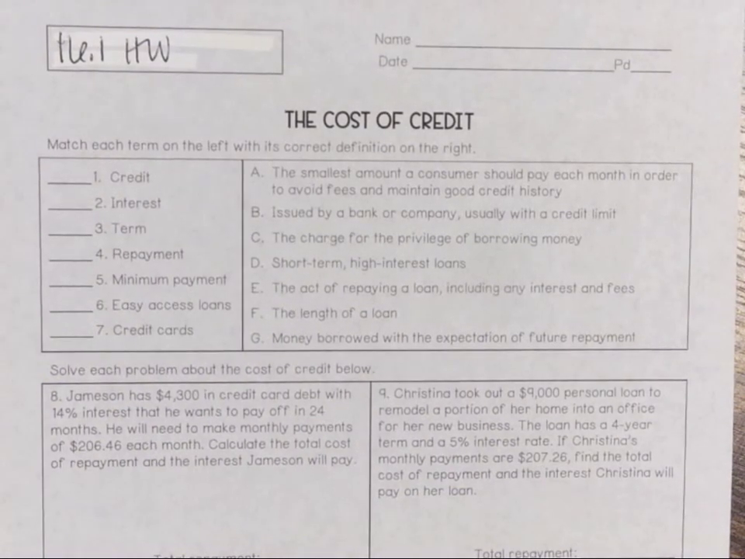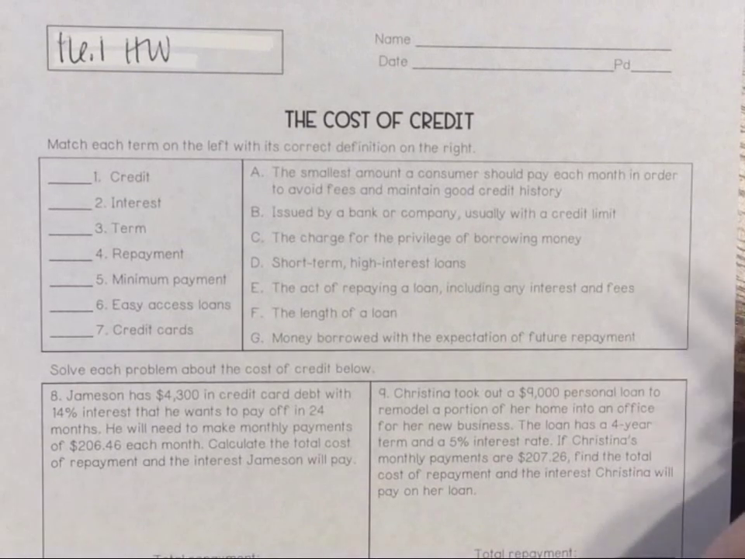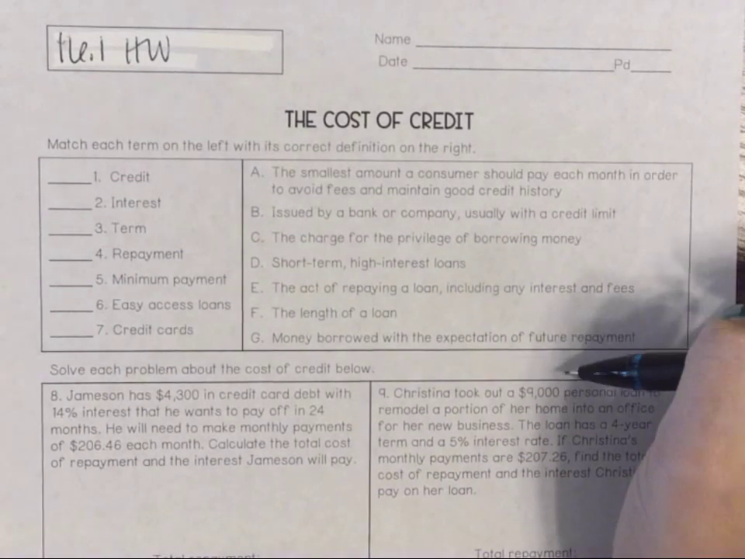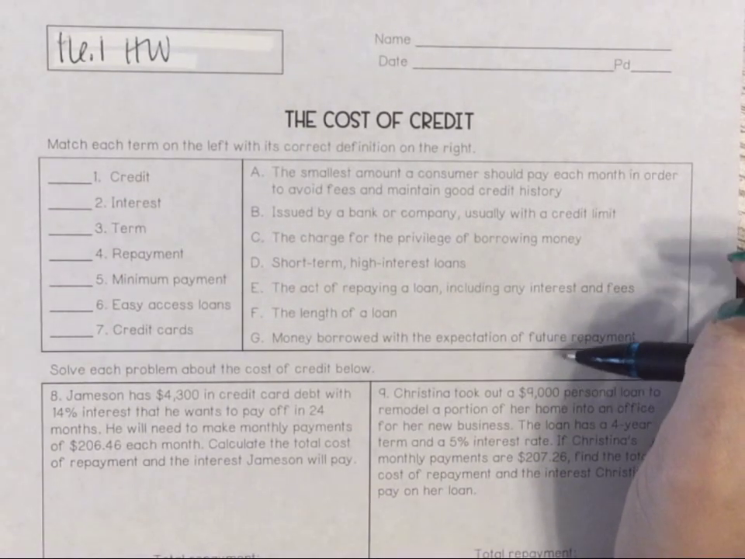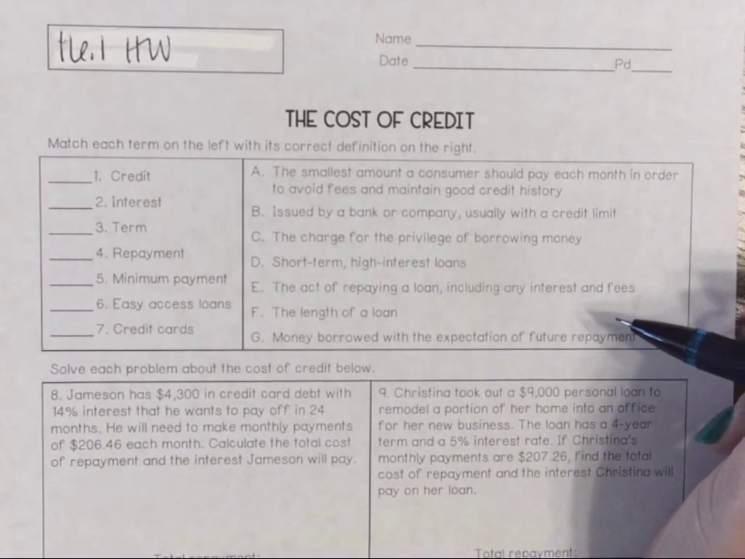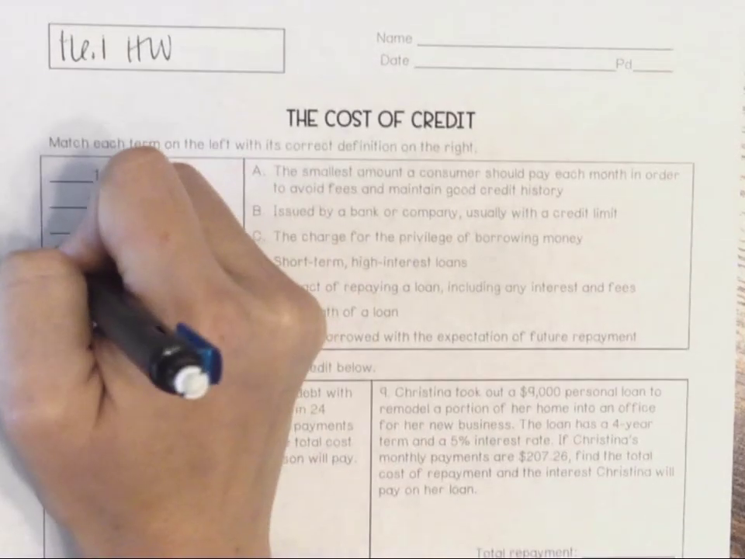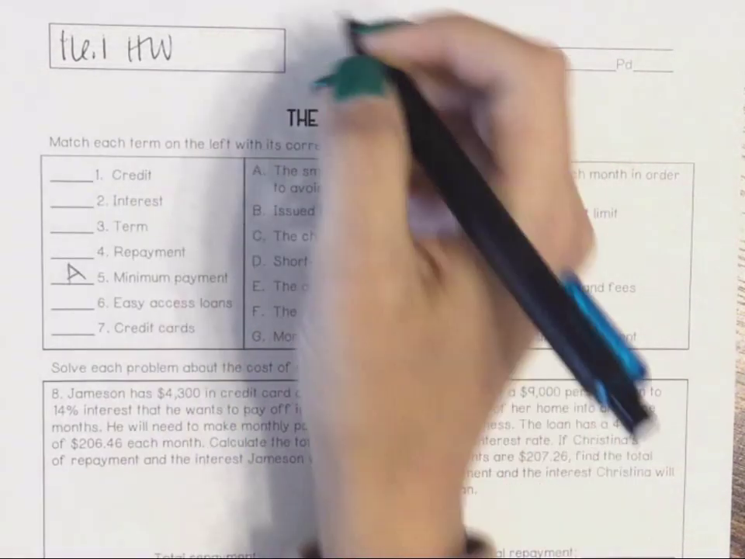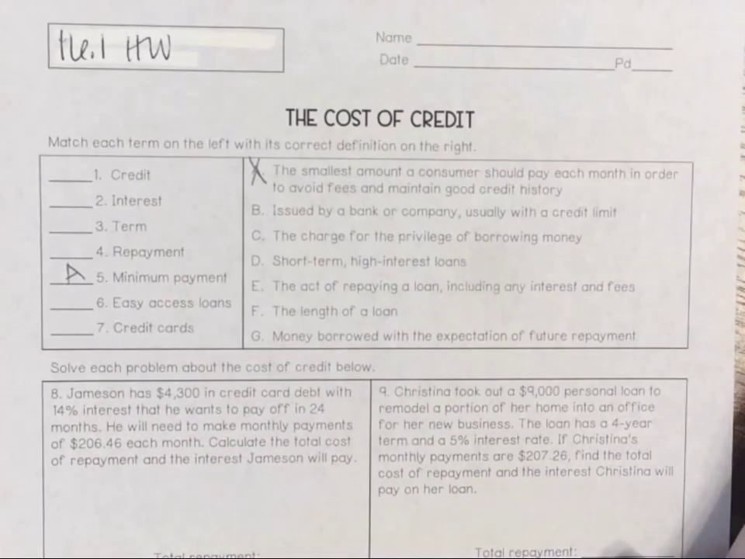Alright guys, for the 16.1 homework, the first 7 here are just matching. So our first definition is the smallest amount a consumer should pay each month in order to avoid fees and maintain good credit history, and that would be the minimum payment. So that minimum payment allows you to avoid the late fees, but you're not going to avoid the interest that you're going to have to pay on the amount that you did not pay off.